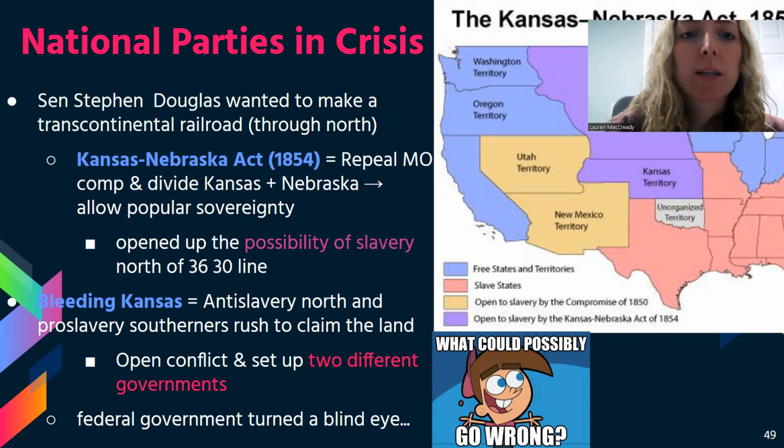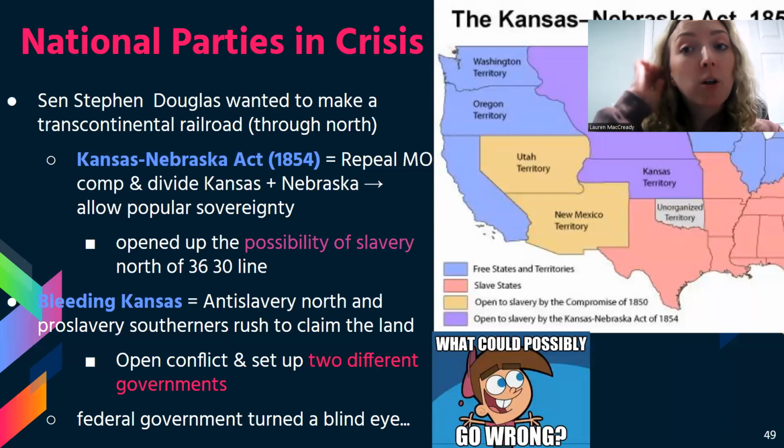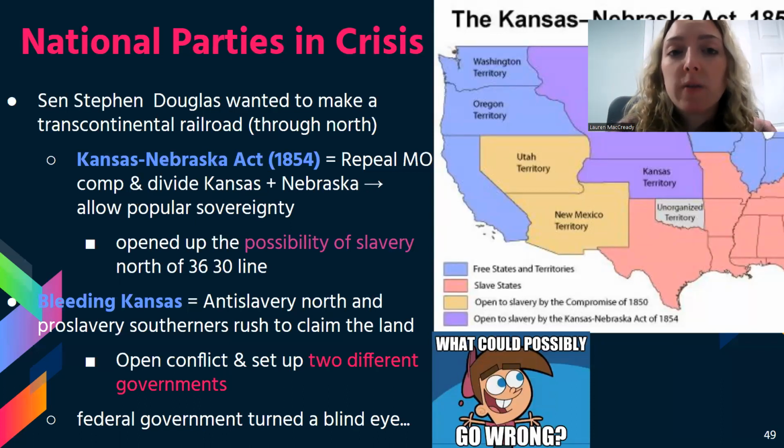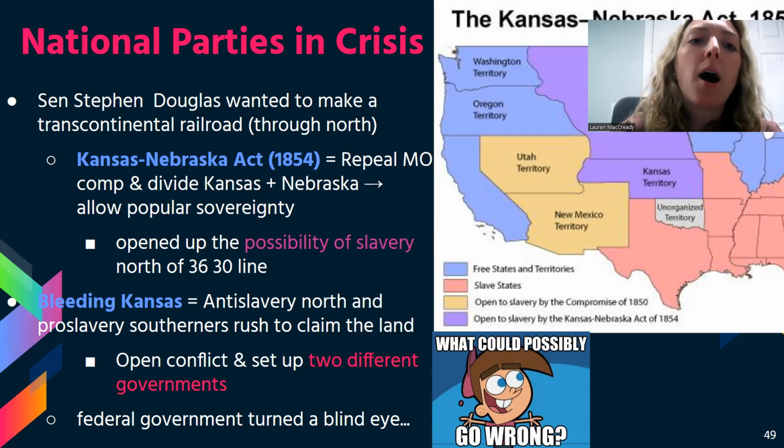So the Kansas-Nebraska Act. This is the precursor to the Civil War, where the first physical conflict erupts. And it all begins in Illinois. Senator Stephen Douglas of Illinois wants to build a transcontinental railroad from the East Coast to the West Coast that'll go through Chicago, it'll go through Illinois. So it'll help build up that urbanization and industrialization and all that kind of stuff.